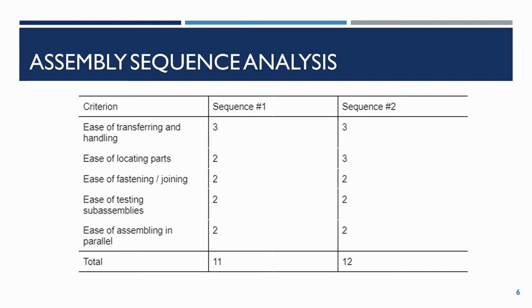We created a table of assembly sequence analysis to compare the two feasible assembly sequences, and then scored them on each criterion. The second sequence has a higher score than the first one because of the ease of locating parts, with the left housing holding the other components, making it easier to assemble.